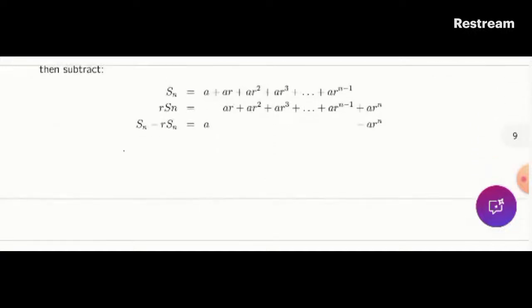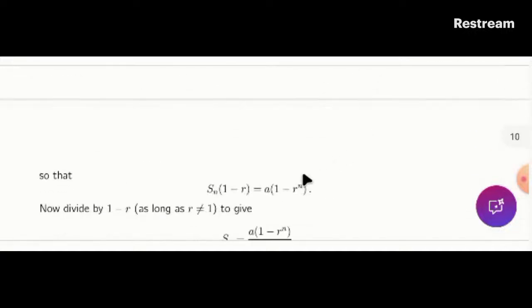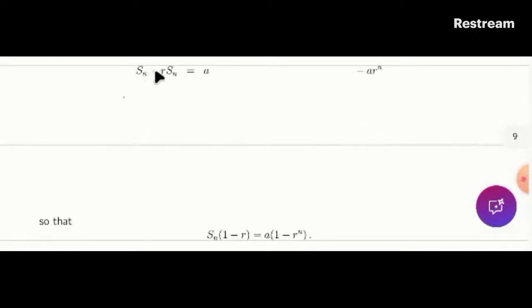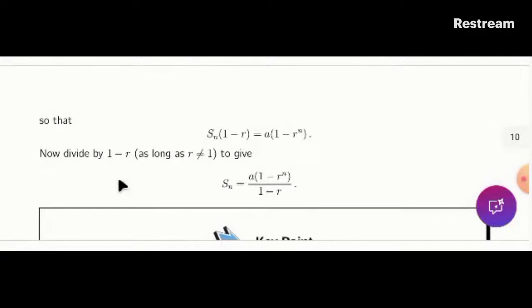Now if you look at it, every other term will cancel out, right? A will go down, but the r terms are going to cancel out, so you're left with a minus ar raised to power n. So if you decide to factor out Sn outside, you're going to get Sn times 1 minus r. What will be left here will be a factored 1 minus r raised to power n. That's what you have here.